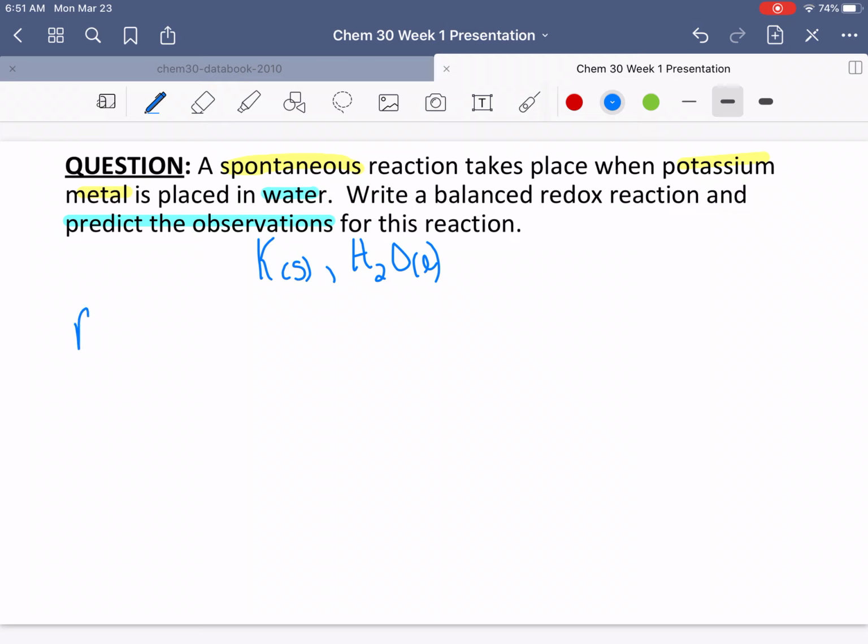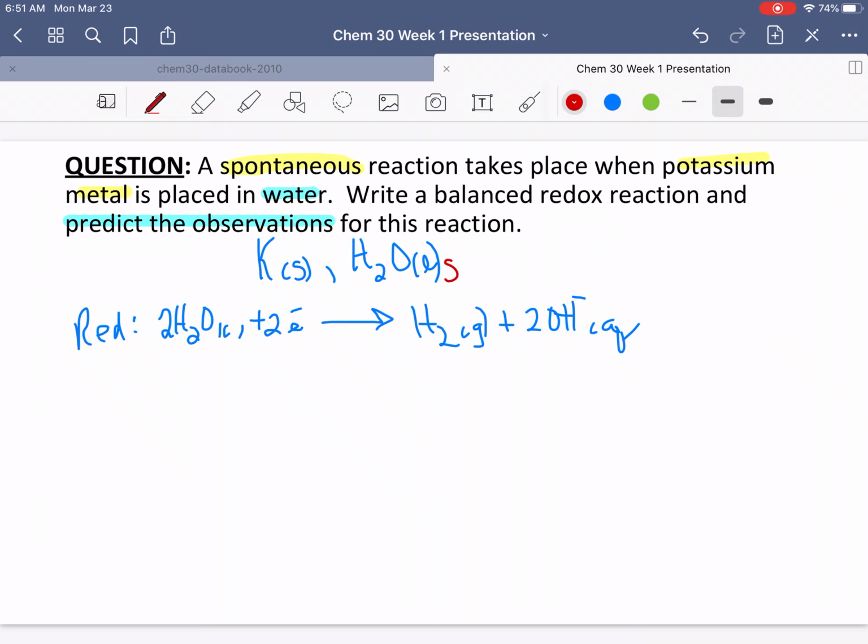Write it down. This is going to be reduction, and I have my two waters that are gaining 2 electrons and is going to produce my H2 gas plus 2 hydroxides. Now I should note, guys, I usually do this on my own work when I'm going through. I'll make myself a little cheat. So if this water was my SOA, I'll label it as such. Like, okay, that's my SOA.